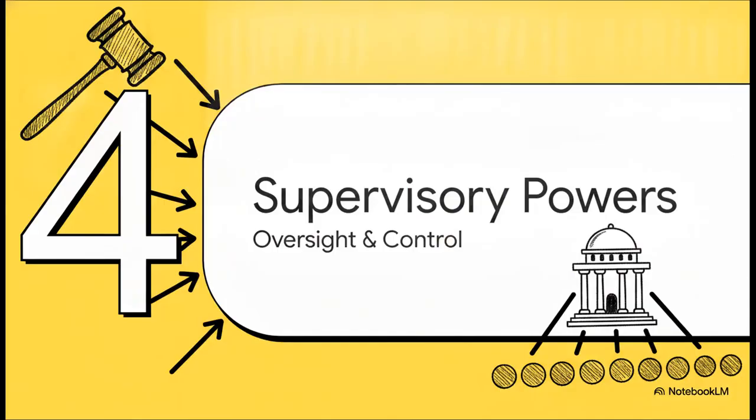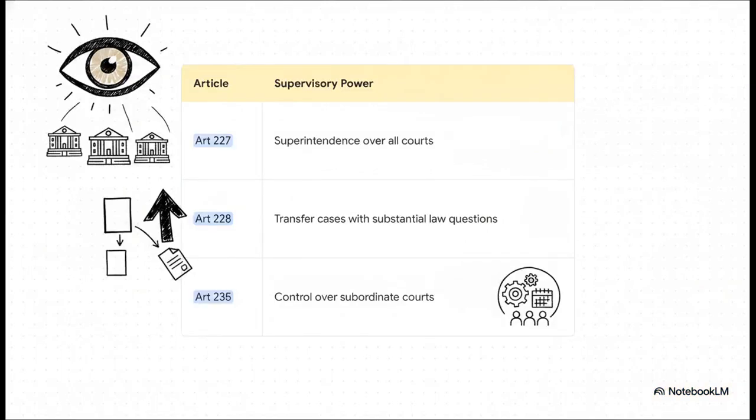Moving right along to Section 4, Supervisory Powers. Let's talk about top-down oversight and control. These three articles right here, they are the absolute backbone of a high court's muscle over its state. Article 227 gives them superintendence, which is essentially ultimate oversight over all courts and tribunals in their territory.